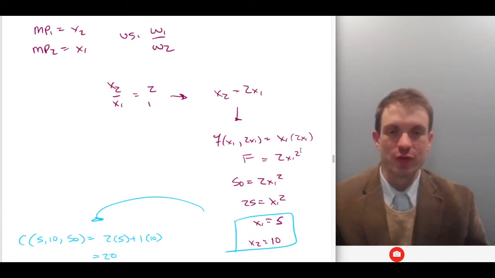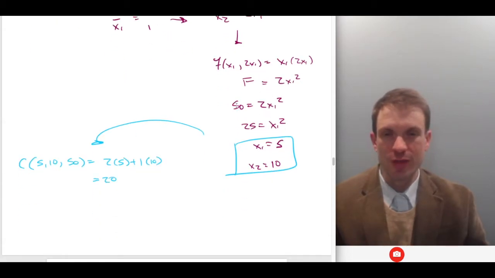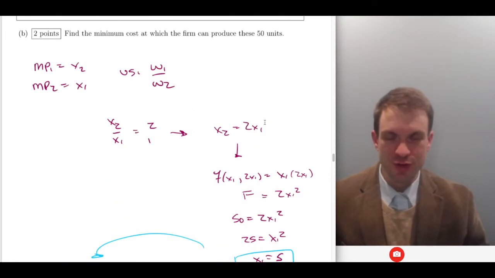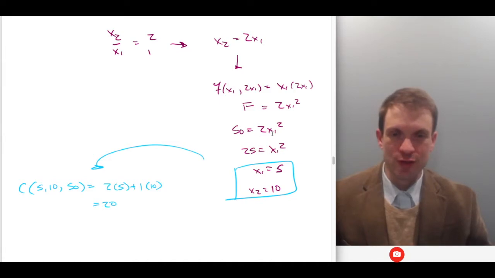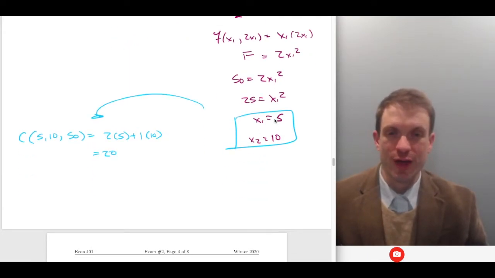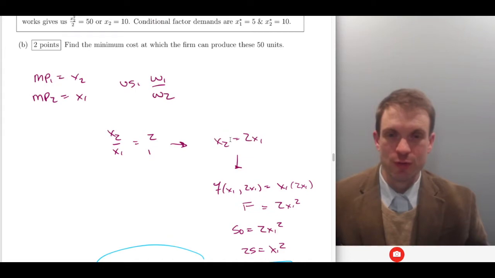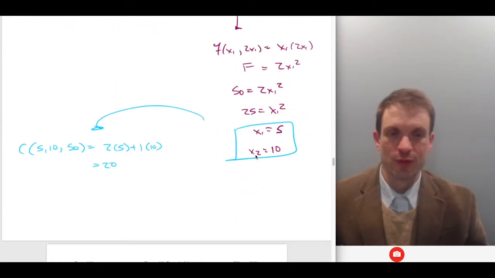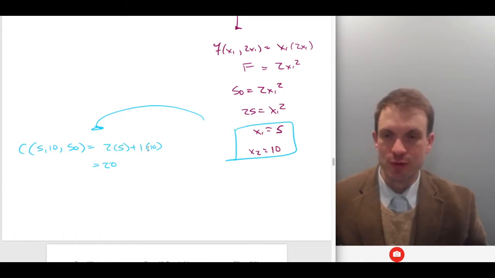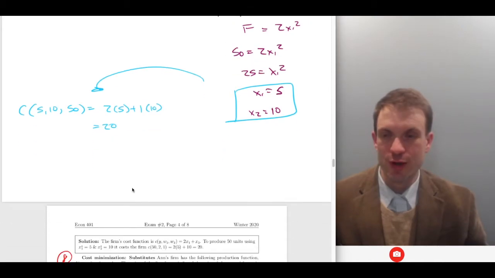And then plugging this into my original production technology, I get x1 times 2x1, subbing for x2. So now I'll have 2x1 squared. And then we wanted to produce 50 units of output. Sorry about that. This was 50 units, so this is 50 equals 2x1 squared. So this is going to be 25 equals x1 squared, or x1 is equal to 5. And then using our relationship, we know x2 is 10. Got it. And then my cost function is going to be 2 times 5, the factor price times the amount of the factor, plus 1 times 10. So 20.